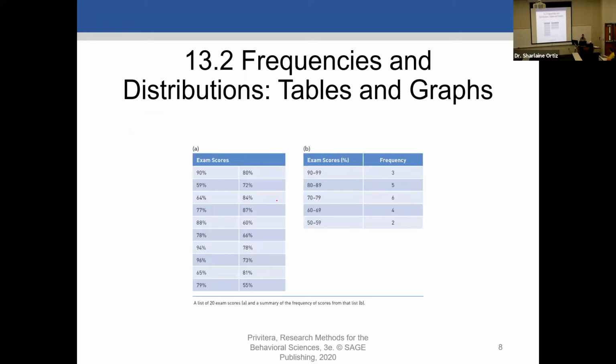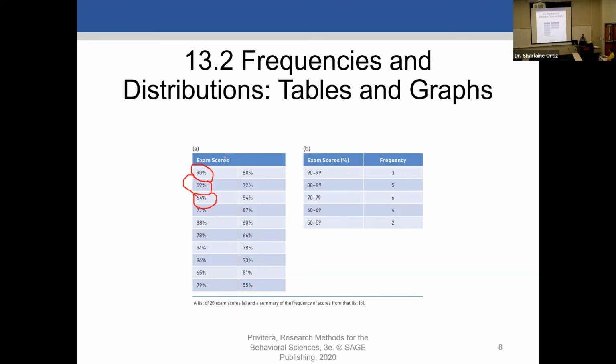So here is an example of a distribution. Interestingly, we just had an exam here for this class. These are not the real results for the test, this is just an example, although I think you guys did pretty good. I'm proud of my little chickadees. So notice that here we have the exam score. We have an individual who scored 90, an individual who scored 59, and so on and so forth.